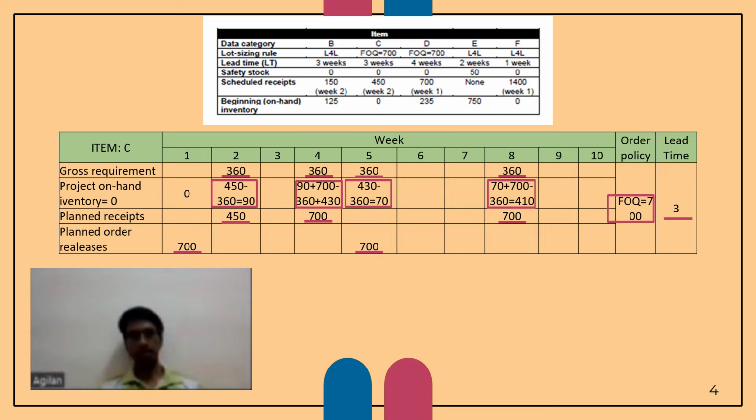Order policy for this item C is FOQ 700 given, and then the lead time is 3. So that's it, my part. Thank you.